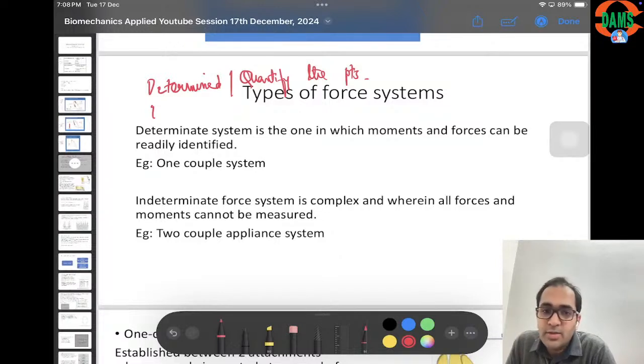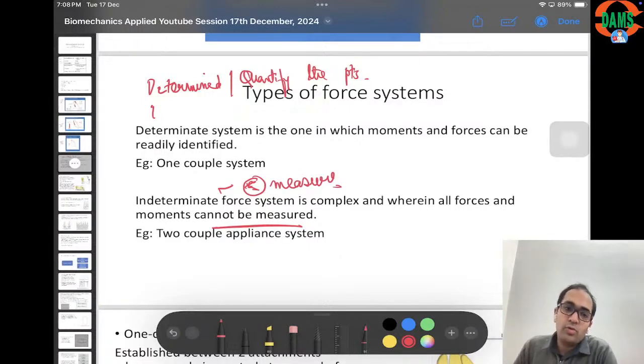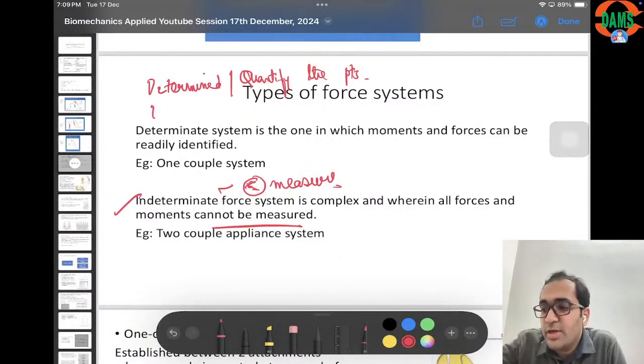Indeterminate is a system which is complex and the force system cannot be measured. You cannot measure this force system. So in orthodontics most of the force systems are indeterminate. How? When we place a wire inside a bracket, it has multiple points of contact on the surface of the bracket, so you cannot determine what kind of force is being exerted at what point. So we consider it mostly an indeterminate force system, but still we can have determinate systems as well in here. How and why is the force system determinate? We'll just see.